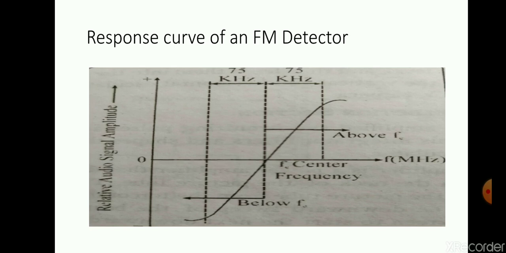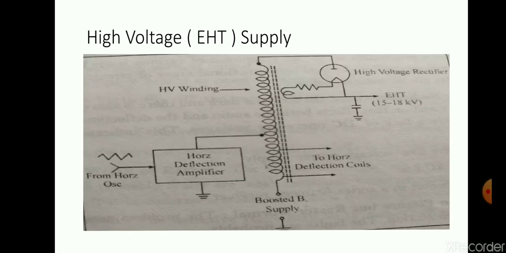Now here in case of video amplifiers, we are having the sync pulse separator, vertical deflection section and horizontal deflection section. Afterwards we are having, you can say, the high voltage or EHT supply. This is also known as HV or EHT, that is extra high tension supply.